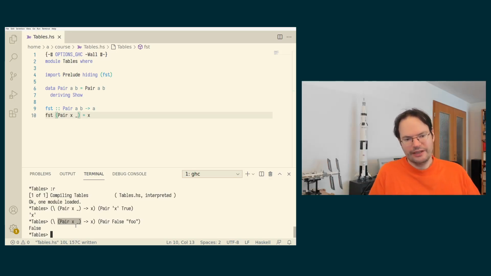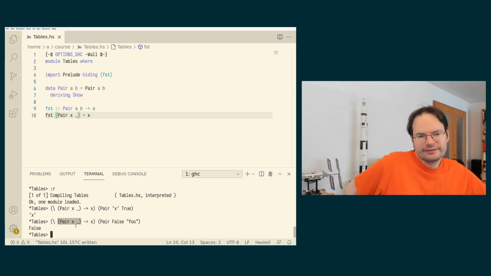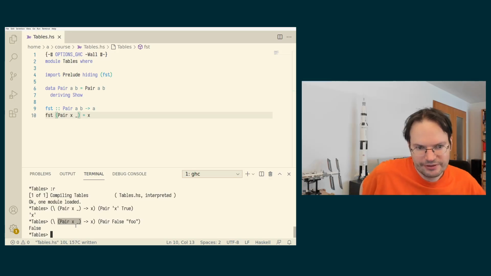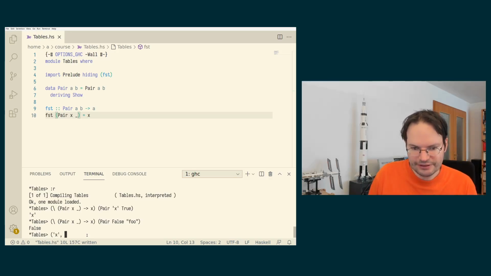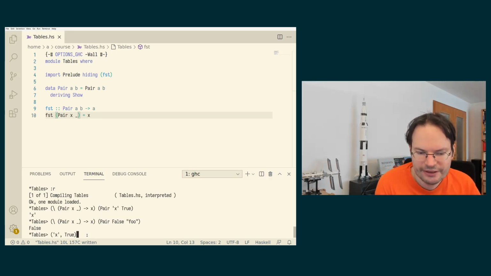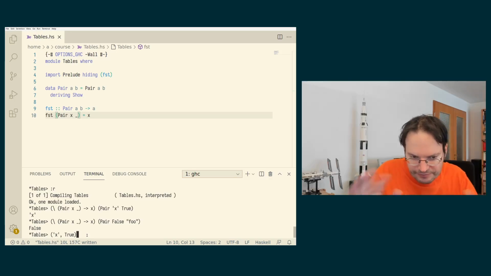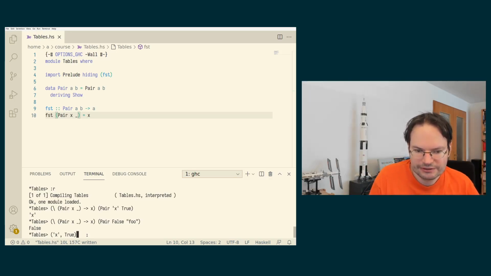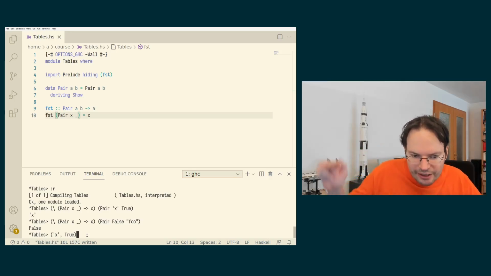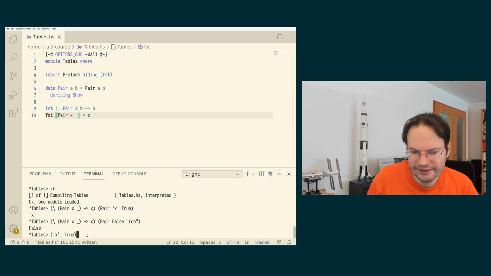So now let's compare this to the built-in notion of pairs. The pairs that I have just written, character x and true and false and string foo, in the built-in notation would be written like this. So we form a pair by surrounding it with parentheses and separating the elements with commas. Right, so round parentheses are tuples in general. Square brackets are lists, right?